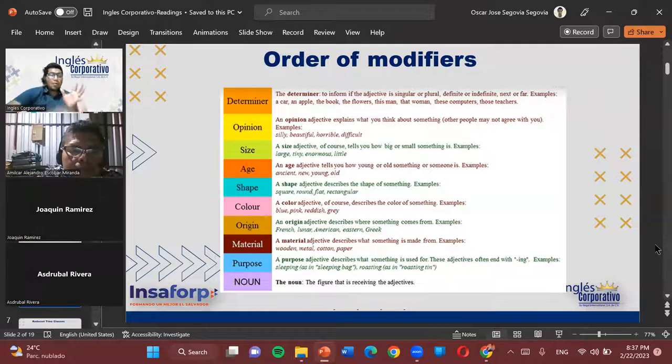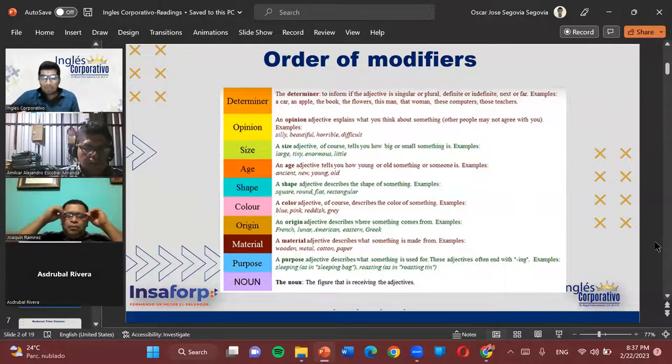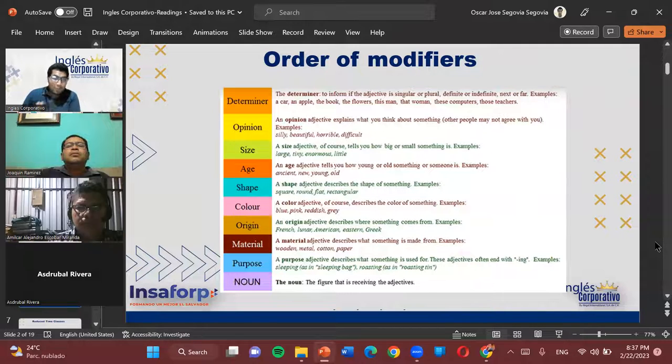So that will be a way of ordering the modifiers so that they make full sense. But if you start scrambling them and just adding the modifier whenever you feel like it should go, it will make a whole mess. And also, if you ever decide to go for Spanish grammar and try to add modifiers in the Spanish order, they will also sound very weird because they will be completely different. As in Spanish, we have a different order. But in English, this is the one you should follow.